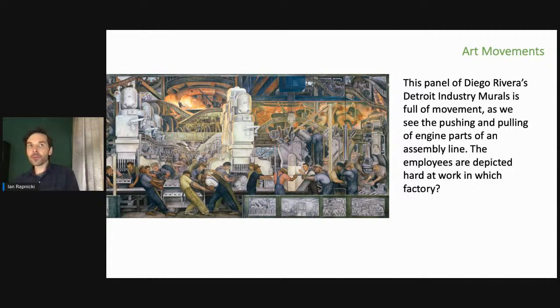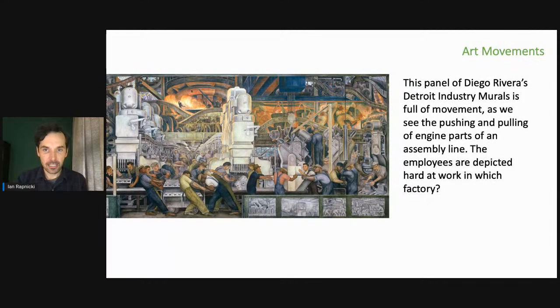These murals are really full of images depicting movement. As we can see, there's pushing and pulling of engine parts on an assembly line. So the question is, where are these workers depicted hard at work? What factory is seen in Rivera's Detroit Industry murals?